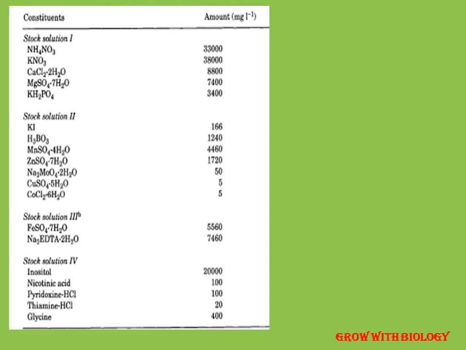Clear? For stock solution 1, the amount mentioned is in mg per liter, meaning for 1 liter you require this much. Suppose you want to make 100 ml, then you calculate according to 100 ml: how much mg is required? If your weighing balance does not have mg accuracy, then you can convert it into grams. So you can have the unit as gram per liter or gram per 100 ml of distilled water.